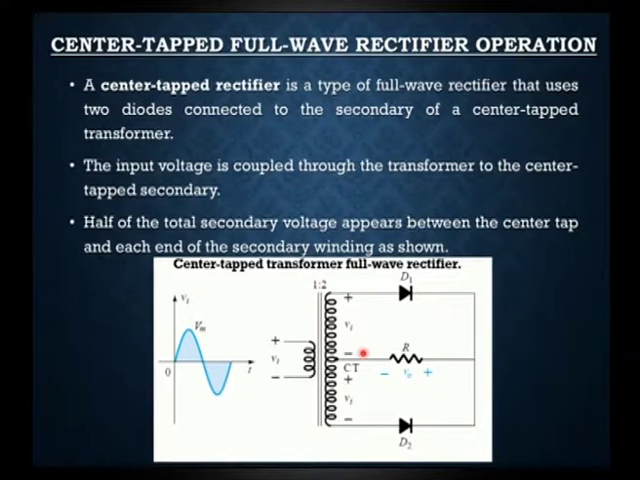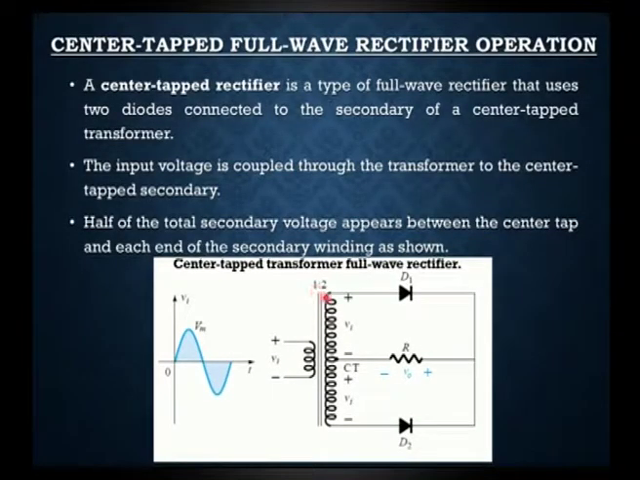Half of the total secondary voltage appears between the center tap and each end of the secondary winding, as shown. So, half of the secondary voltage will appear on each side of the center tap. This is how we connect it, and the turns ratio here is 1:2. D1 and D2 are connected across the resistance R, and Vi is the input voltage that we give through the primary.